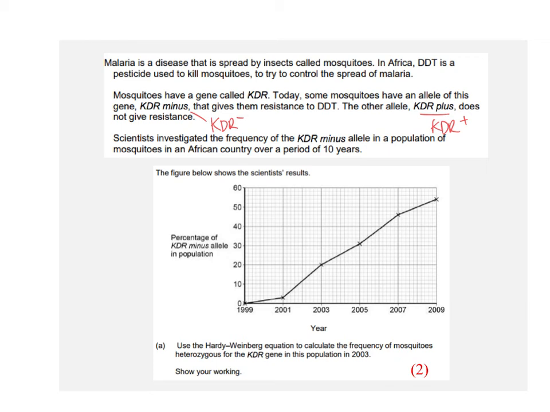Use the Hardy-Weinberg equation to calculate the frequency of mosquitoes heterozygous for the KDR gene in this population in 2003. So pause now, have a go, recap the Hardy-Weinberg equation lesson. If you're not sure, I think it was lesson 9 for Module 7. And attempt the question. I'll show you the mark scheme and the answers in a bit.